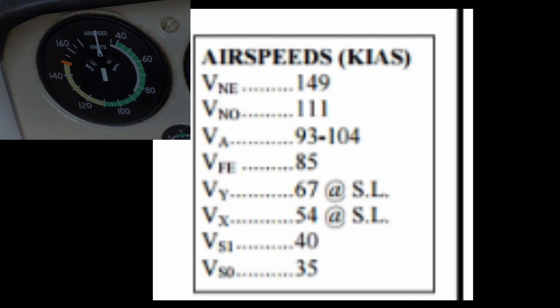VSO is almost the same thing, except it's the stall speed, or the minimum flight speed, in the landing configuration. So in other words, if you have full flaps and you're landing, 35 knots is where the stall is probably going to start happening.